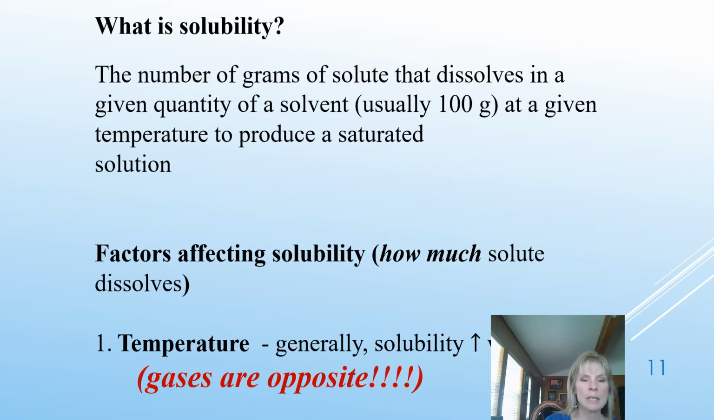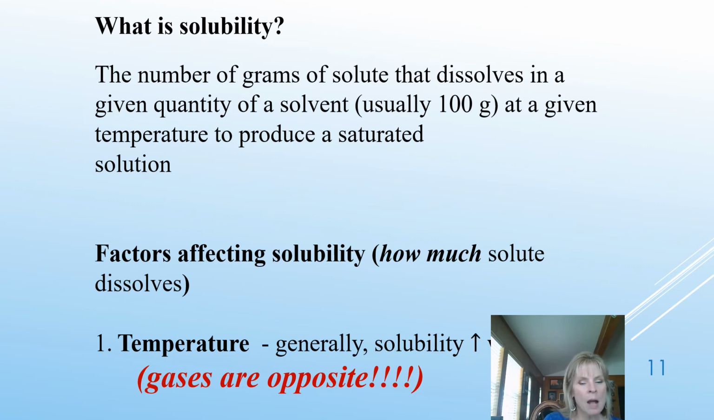So what is solubility? Solubility is the number of grams of solute that dissolves in a given quantity of solvent at a given temperature. Factors, things that affect solubility. Now this means how much of the solute will dissolve. Temperature has a great effect on how much something will dissolve. So generally speaking, if the temperature is higher, more will dissolve. So I can dissolve more sugar in hot tea than cold tea.